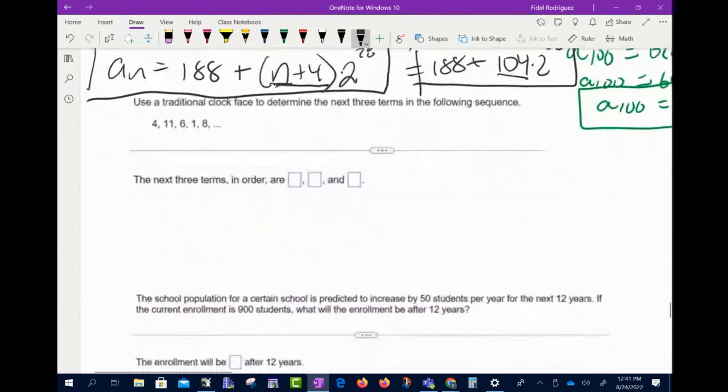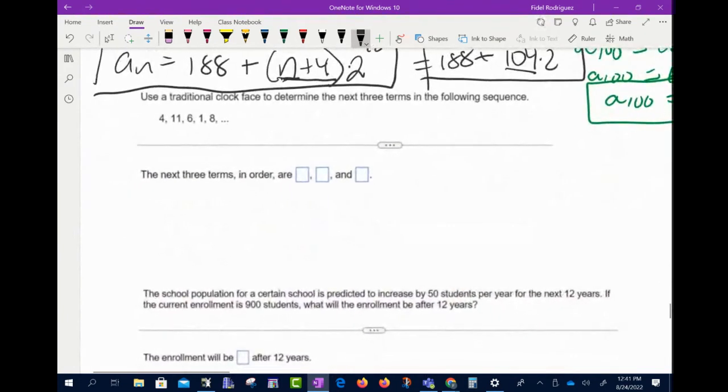All right, so that was kind of a long problem because it had so many parts, right? Okie dokie, so let's take a look at the next one here. It says, use a traditional clock face to determine the next three terms in the following sequence. So, let me see, I think this is right here. I think it is. Okay. That's what we're looking at, y'all.